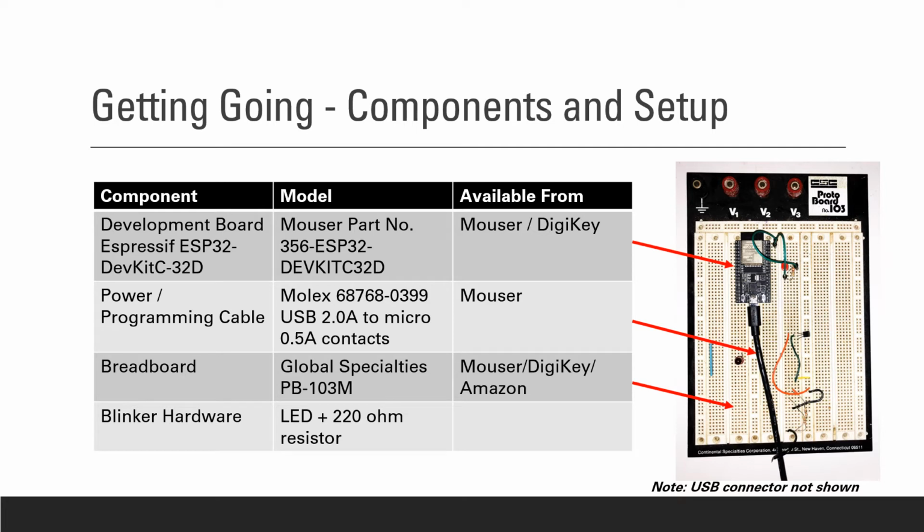But we do have this power programming cable, and you can see where one side is a micro USB, and the other side, which you can't see in this picture, is a USB 2.0, where I've plugged that into one of the ports in the Windows 10 computer.